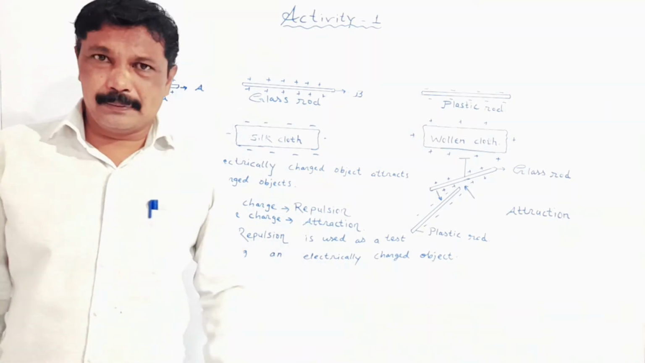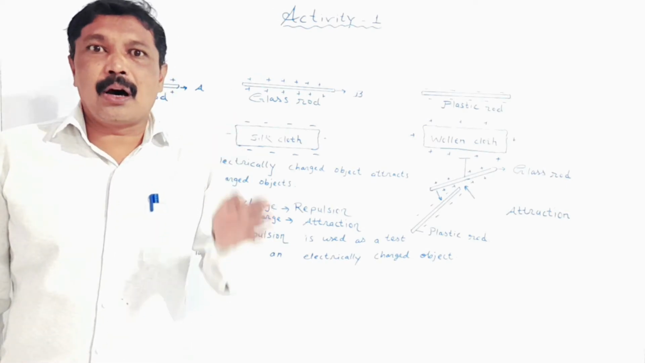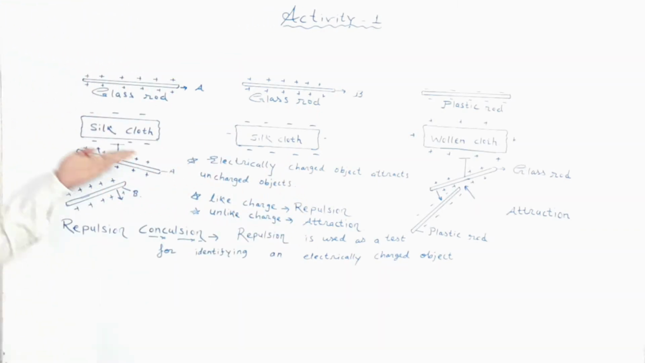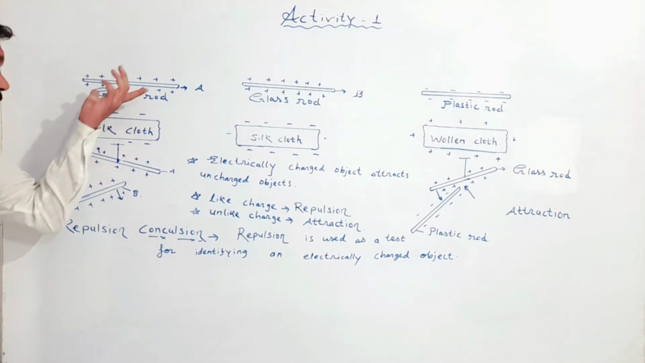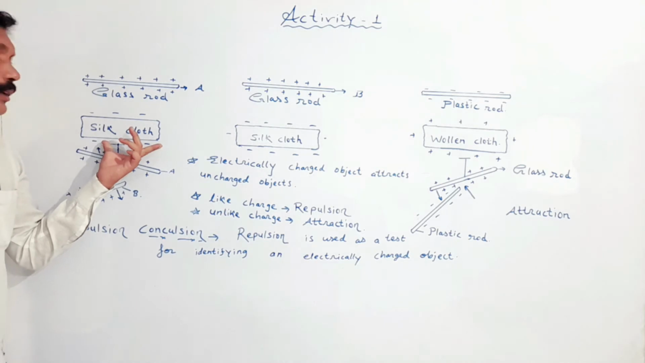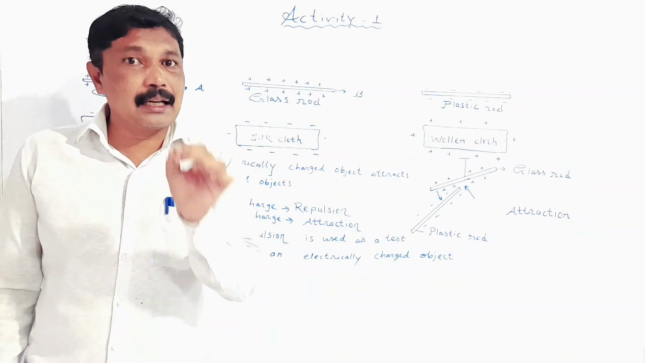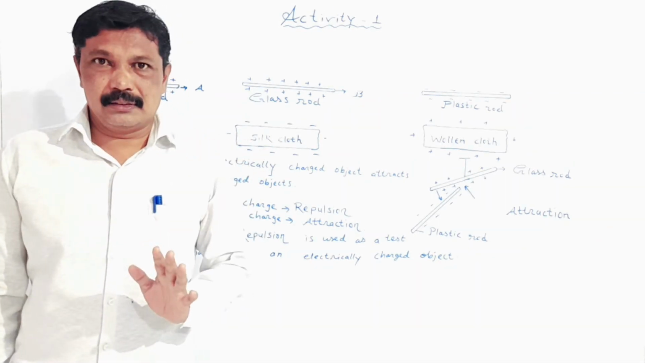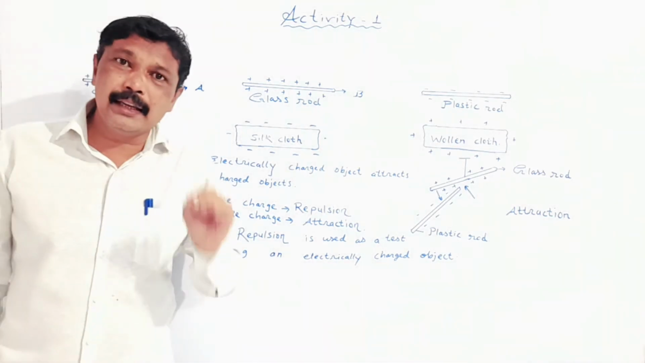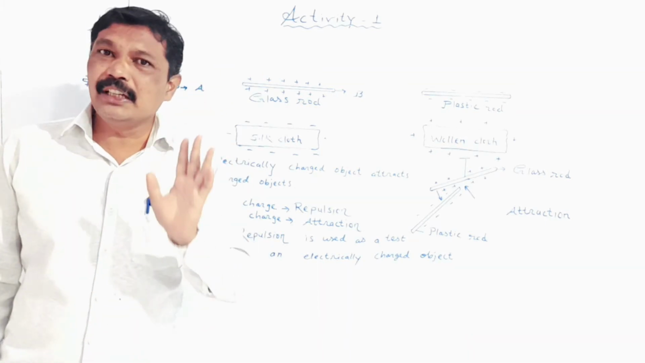How does it happen? My dear student, electrons or negative charge from the glass rod are given to the silk cloth, and when the negative charge comes out from the glass rod to the silk cloth, automatically what will happen? The positive charge in the glass rod will increase, and when the positive charge in the glass rod increases, the glass rod will get positively charged.